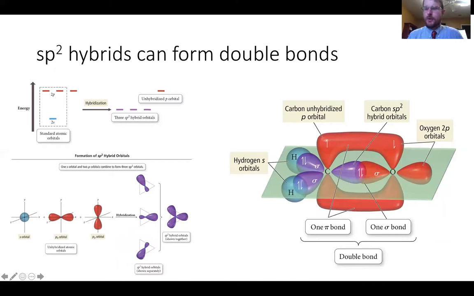sp2 hybrids. So let's say we don't want to hybridize all of the p orbitals with our s orbital. And so here's an example where we can just take 2 of the p and 1 of the s and hybridize into sp2. And so sp2, there are 3 hybridized orbitals, but as you can see on the picture, there's still an unhybridized p orbital. And that unhybridized p orbital is for the production of a double bond, right? So that electron will pair with another unhybridized p orbital to form that double bond.